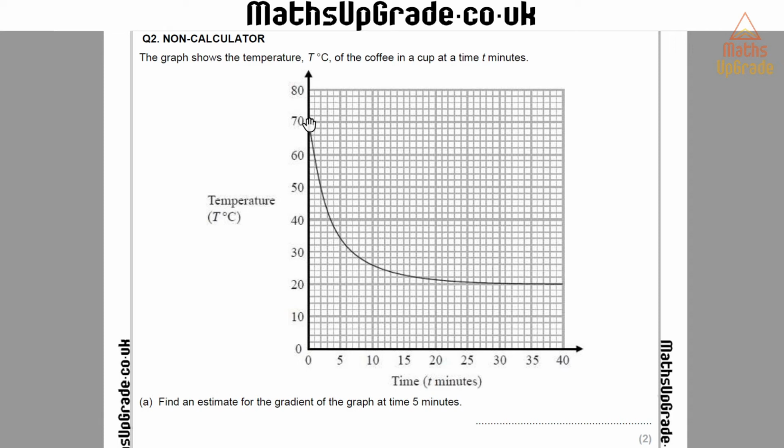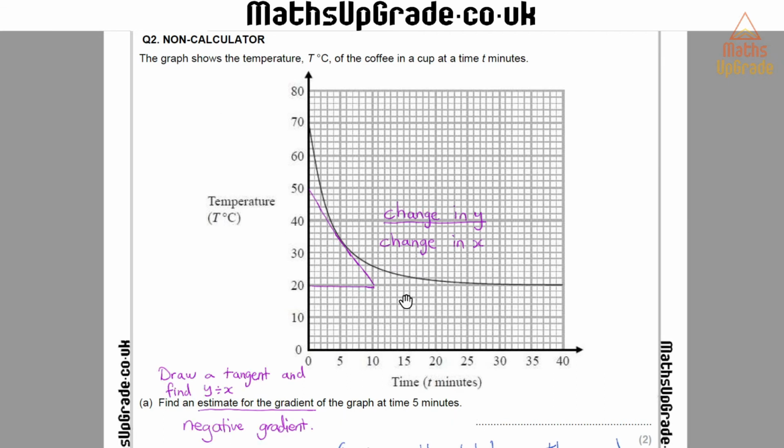So it starts cooling really quickly here, and then the rate at which it cools starts getting slower and slower. So we need to find an estimate for the gradient of the graph at time 5 minutes. So we need to find the gradient of this graph at time 5 minutes. So where's the time axis? Here's the time axis along the bottom here, the x-axis. Here's time 5, so you need to go from 5 straight up to where you reach this line.